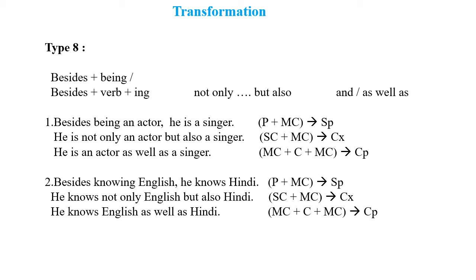Besides being an actor, he is a singer. A phrase and main clause, simple sentence. He is not only an actor but also a singer, complex sentence. He is an actor as well as a singer, compound sentence. Besides knowing English, he knows Hindi. He knows not only English but also Hindi. He knows English as well as Hindi.